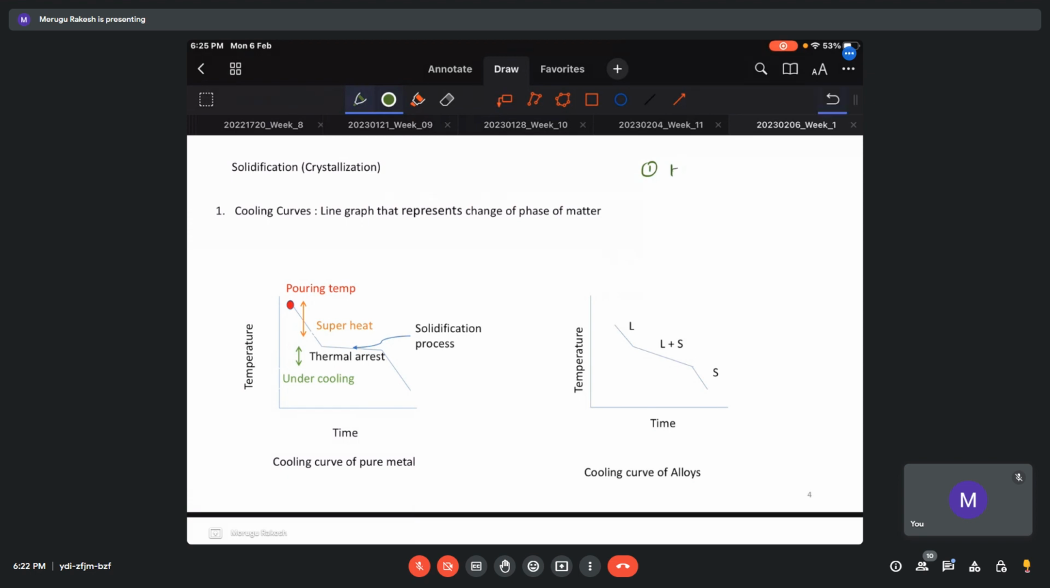Sorry, pure metals. The second one is alloys, meaning there are some alloying elements in it. So these are one and two. I will just draw two random microstructures.